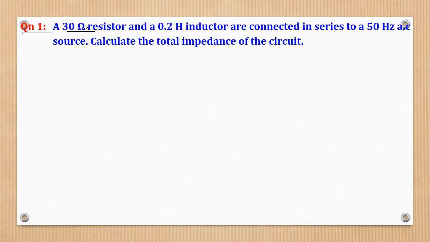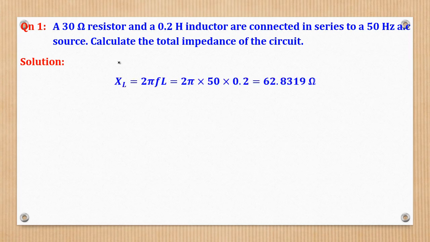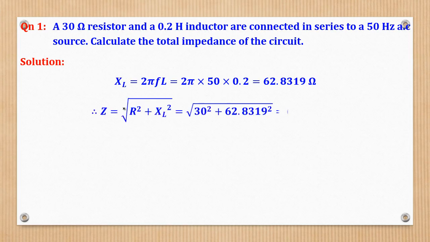Question 1 says a 30 ohm resistor and a 0.2 Henry inductor are connected in series. See, this is the keyword, series, to a 50 Hz AC source. Calculate the total impedance of the circuit. So XL we saw that is equal to 2 pi FL. So substitute for frequency and inductance to come up with the inductive reactance. Then from there you can come up with the impedance, which is equal to the square root of R squared plus XL squared, to give you this as the impedance which they wanted.